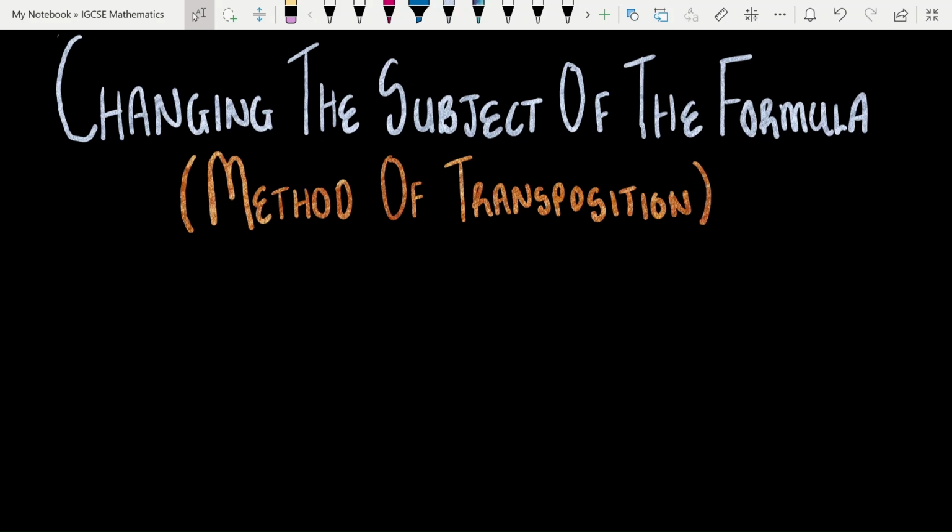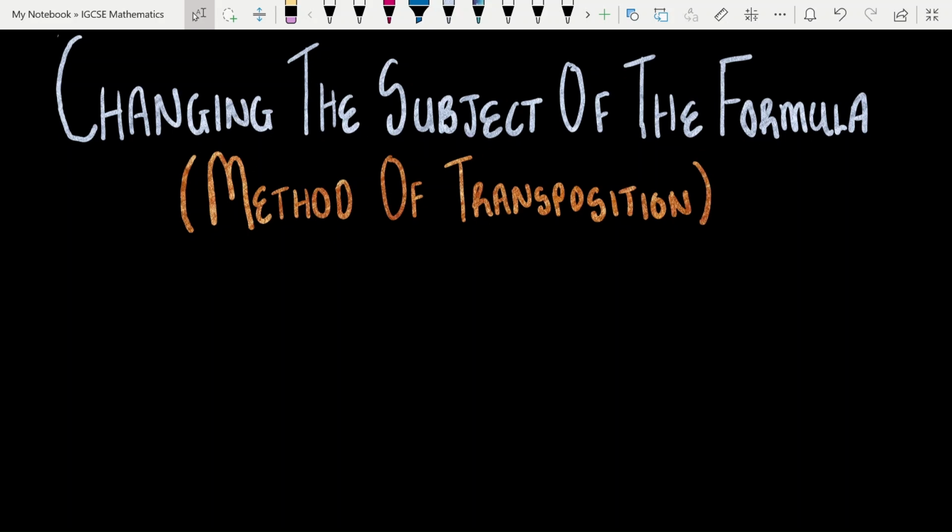Remember that our topic is changing the subject of the formula, which is the most important one, the first one, which leads to everything else. And I've put in orange the method which we are going to be using. There are many methods out there, at least two that I know of that are prominent, but we are going to be doing a method called the method of transposition.